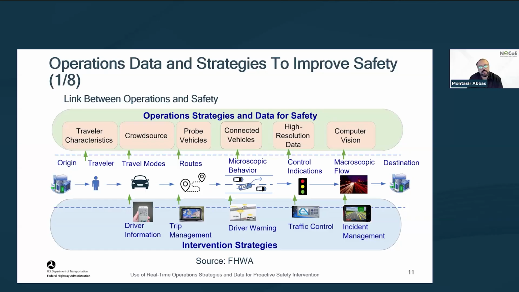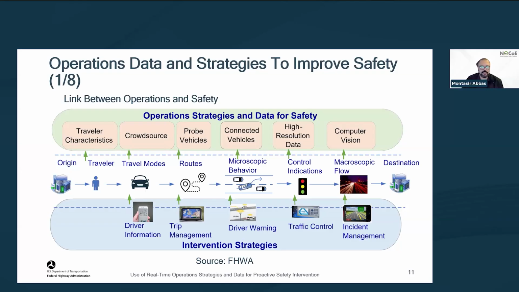So the figure that we put here is an attempt to illustrate the whole transportation episode from origin to destination. As we go through the process, we see what kind of operation strategies and data for safety that we can get. And then on the bottom is what the intervention strategies that could be used to improve safety. So if we look at the origin over here, we have the traveler. We can get data about traveler characteristics.